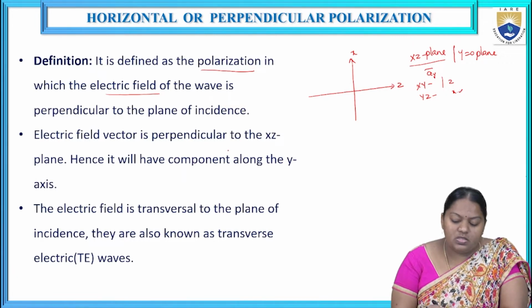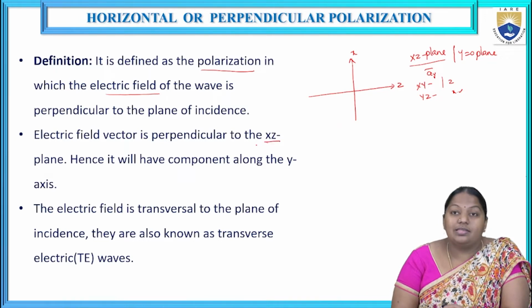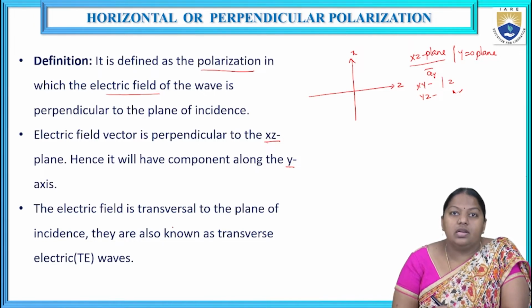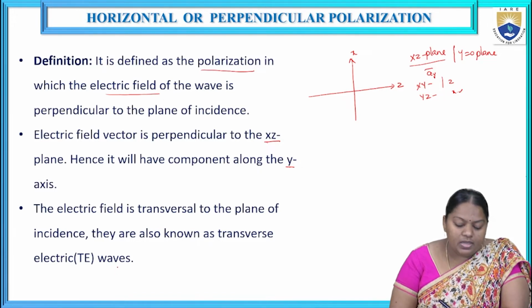So the electric field vector is perpendicular to the plane of incidence, meaning the plane we have considered is the xz plane. Hence it will have a component along the y-axis, right? Suppose we are considering the xy plane, then the component will be along the z axis, right? So depending upon the plane we have considered, the direction will change. Then the electric field is transversal to the plane of incidence, so these are also known as transverse electric waves.